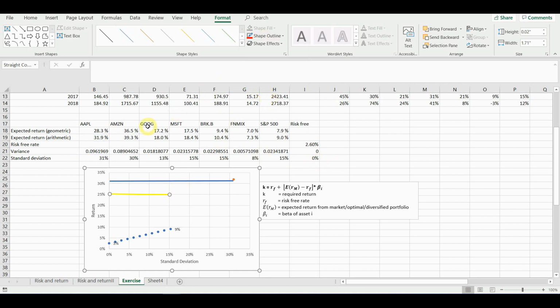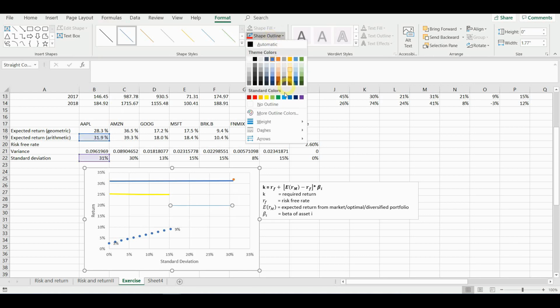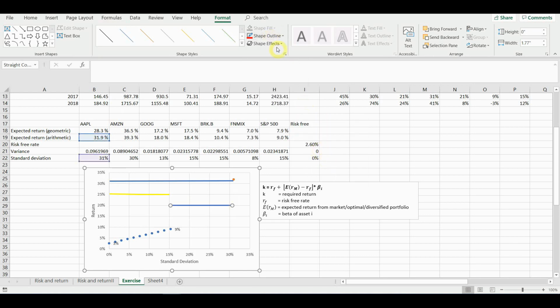Apple's business risk or diversifiable risk will be the line from Apple's systematic risk to Apple's total risk, 21%. So the blue line here is Apple's total risk. Yellow line is its systematic risk. And the red line is the unsystematic risk of Apple.